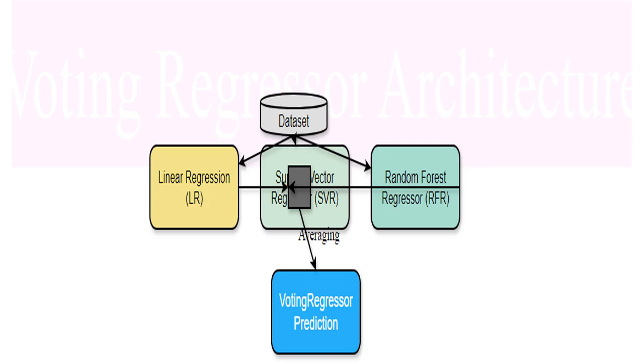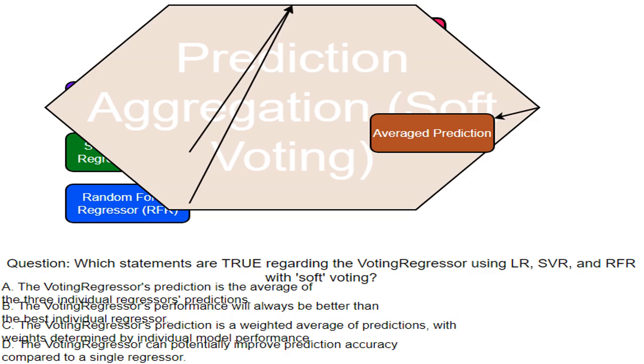I'm building a voting regressor using three different regression models, LR, SVR, RFR. The architecture is simply a combination of these models. Their predictions are combined through the averaging process. I see that statement A is about how voting regressor makes predictions. It says the final prediction is simply the average of what each of the three models, linear regression, support vector regressor, and random forest regressor, predict individually. That's exactly what soft voting means in this context. It's a simple average, not a weighted one.